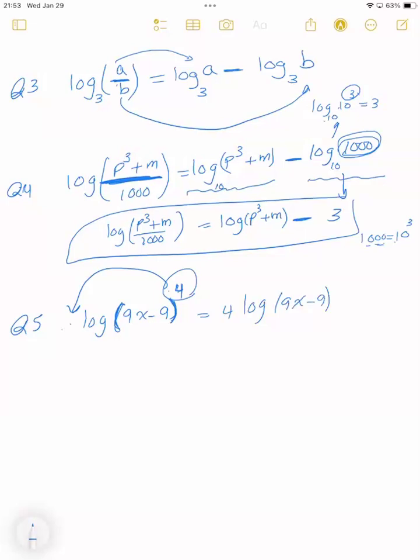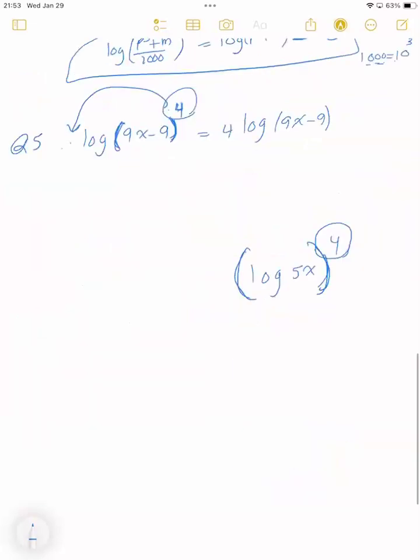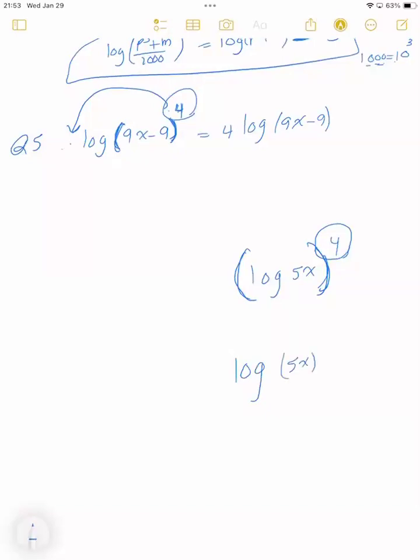What do I mean by that? Suppose they give you this problem, log of 5x to the power 4. You can't get rid of this 4 because this 4 belongs to the whole thing. But if you have log of 5x to the power 4, where only 5x is being raised to the power 4, not log, then you can make that a coefficient. I just want to make sure you understand the difference.